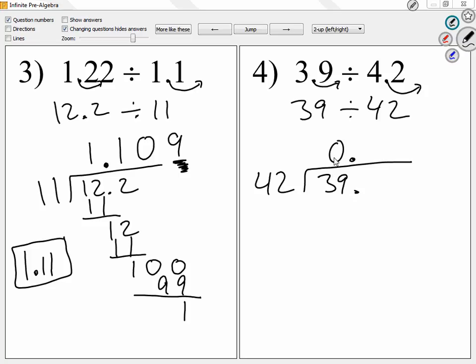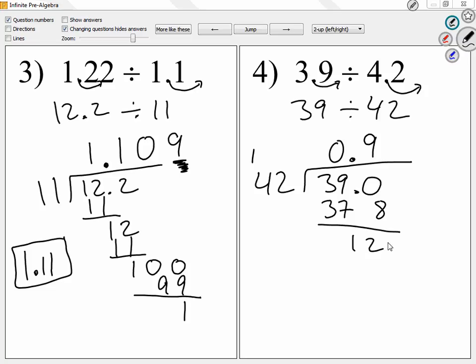I do write down my 0. Since it's a zero, I don't do any operations. Let me bring an extra zero, because remember, I have infinite many zeros. So I'm thinking, how many times does 42 go into 390? Let me try it 9 times. 9 times 2 is 18, so carry 1. 9 times 4 is 36, plus 1 is 37. When I subtract this, 390 minus 378, I get 12.